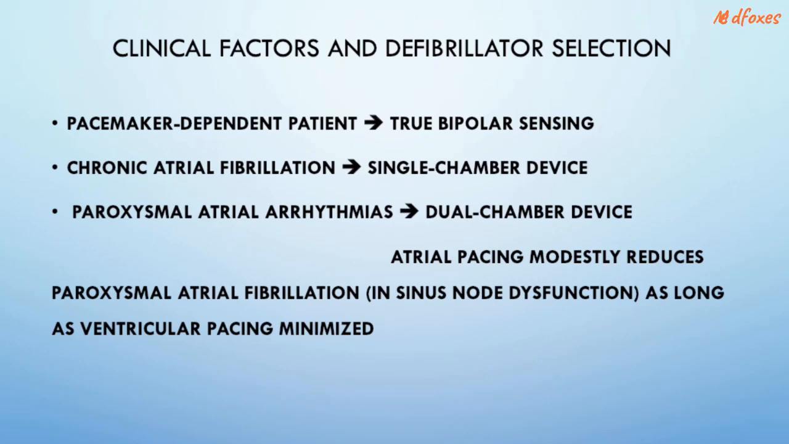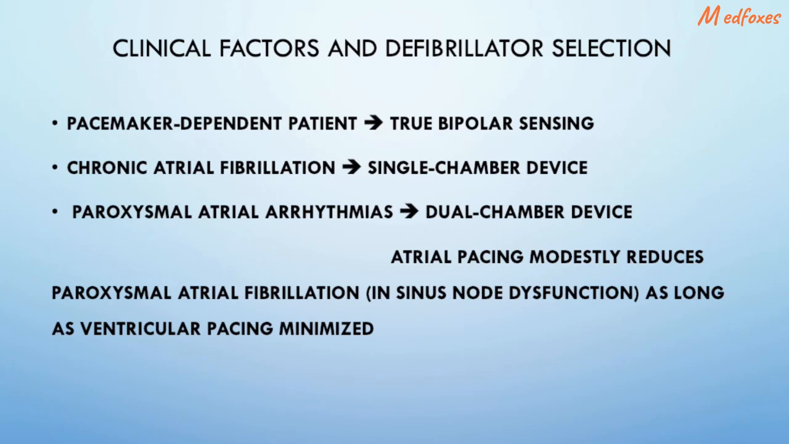Atrial pacing modestly reduces paroxysmal atrial fibrillation, especially in sinus node dysfunction, as long as ventricular pacing is minimized. In patients with atrial flutter with previous heart surgery and incisional atrial flutter, atrial ATP may be useful. Atrial shocks are infrequently used in these patients. When elevated defibrillation threshold is anticipated, with documented previous high defibrillation threshold or hypertrophic cardiomyopathy or marked enlargement, one may choose a high output device with the dual coil lead.